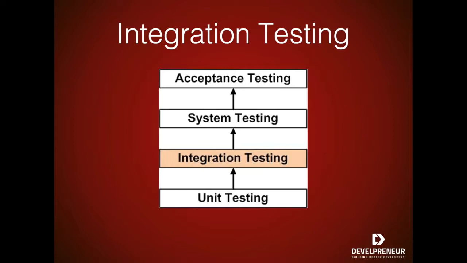Let's start by defining what is integration testing. Integration testing is the next level of software testing after unit testing. The purpose of this level of testing is to expose faults in the interaction between integrated units. This is done by taking individual units and testing them as a group, using test drivers and test stubs to confirm if the different modules work as expected when integrated together.